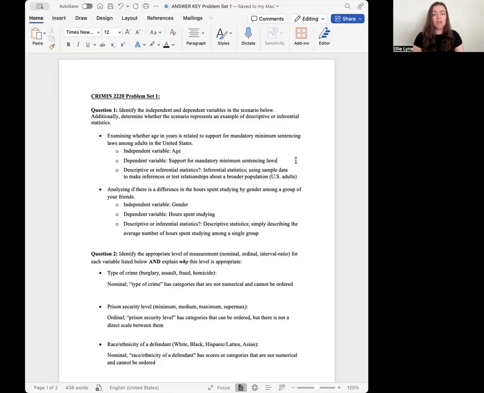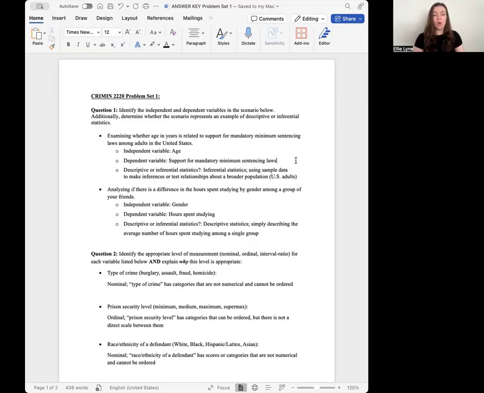The second component of this is to determine whether or not this is an example of descriptive or inferential statistics. And so keep in mind that descriptive statistics are our most simple type of statistics that we have available to us. We simply describe a group or a sample, and there's no additional statistical inferences that we have to make in order to assess our data.